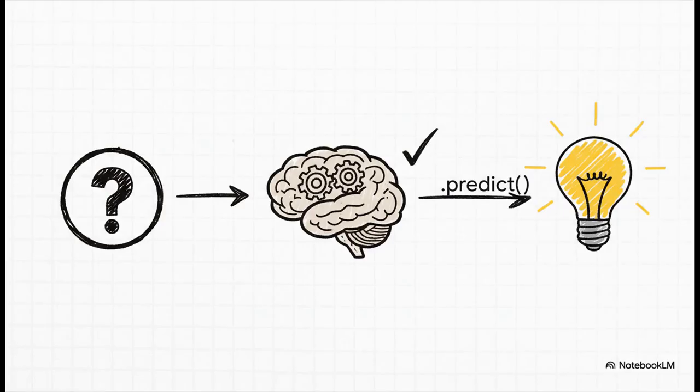And now for the payoff. This is what it was all for. Once the model is trained and you're happy with its grade, you can use the predict method to ask it for predictions on brand new data it has never, ever seen before. This is the ultimate goal of the whole process.